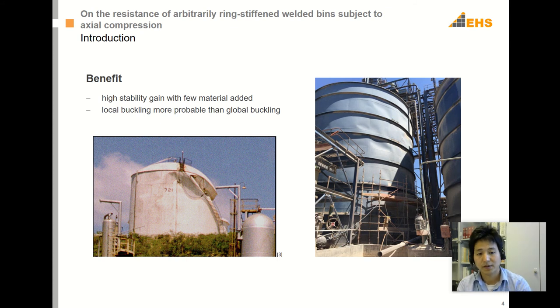In these two pictures, you can find the buckling shape of an unstiffened and a stiffened shell. Here, without a ring stiffener, we can find global buckling, and this is a silo. Here we find some ring stiffeners, and there is just local buckling. I think this is because the ring stiffener can reduce the extension of local buckling to global buckling.